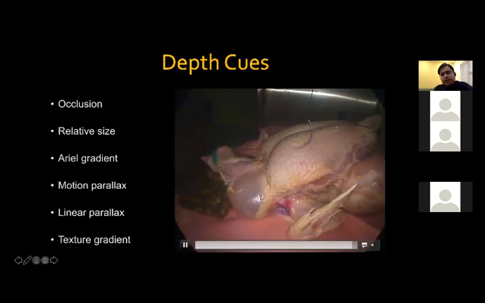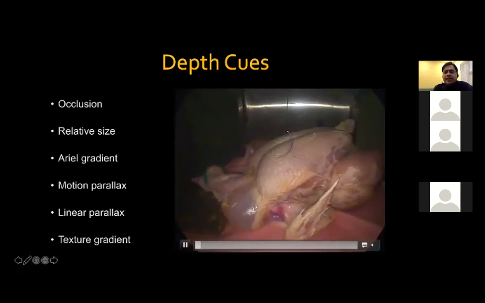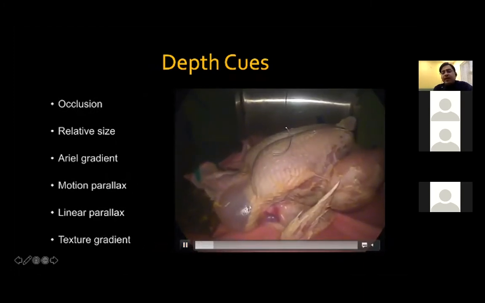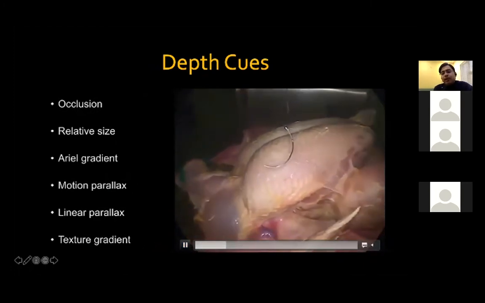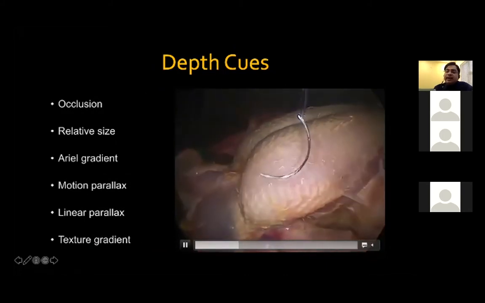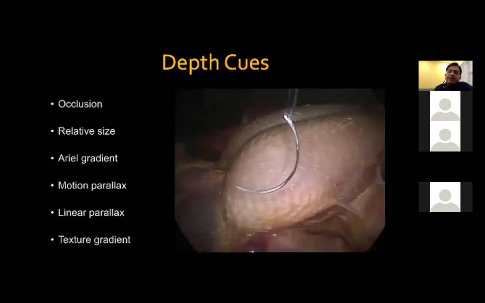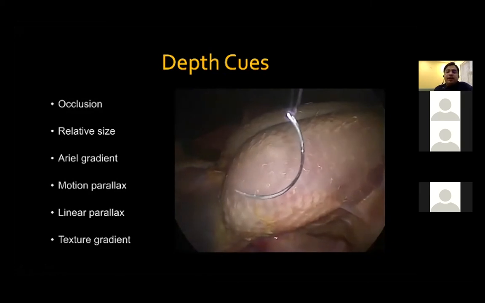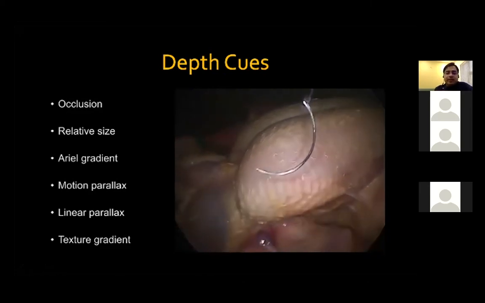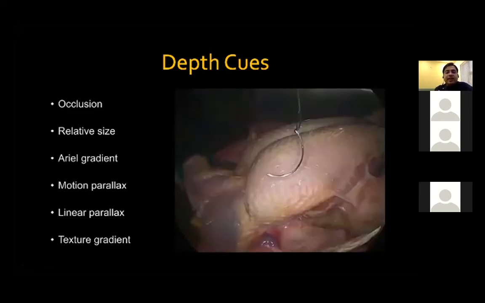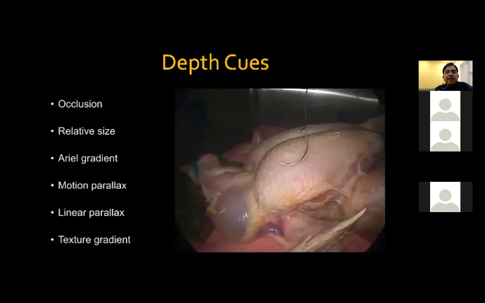Keep looking at this video, which is running in a loop. If you look at this needle, the needle is in front of the chicken bone. That means it will cast a shadow on the chicken breast. So the moment it casts a shadow on the chicken breast, you know that it is occluding a portion of the chicken breast. That means it is nearer to you than the chicken breast.